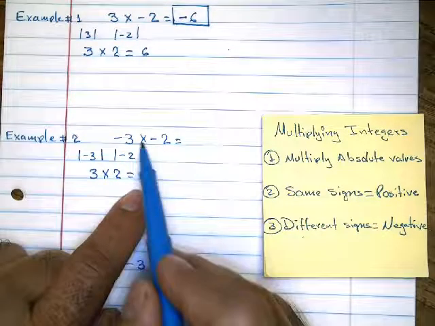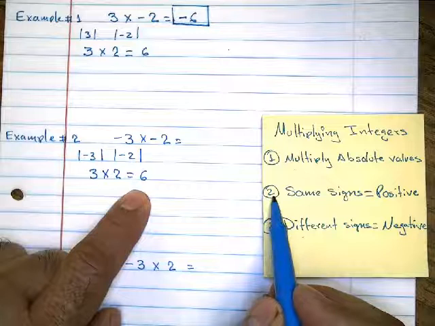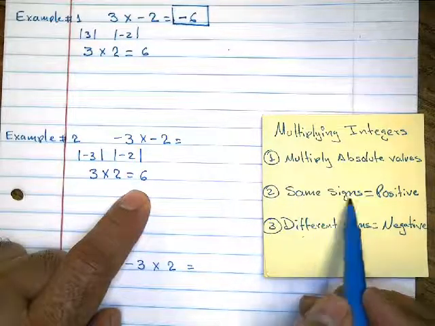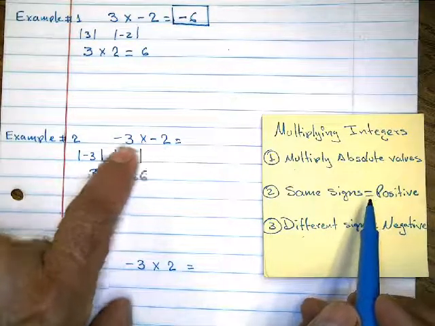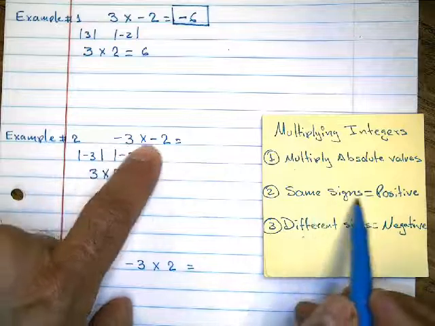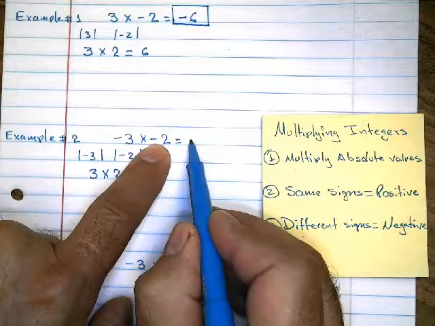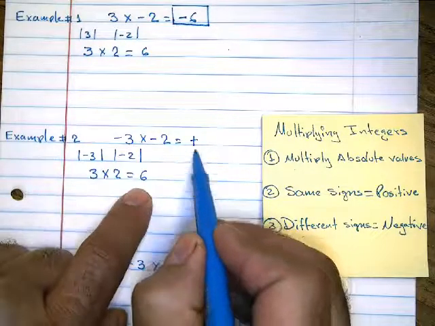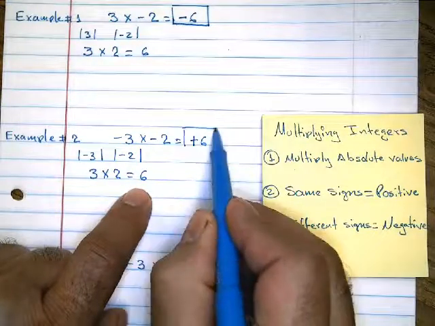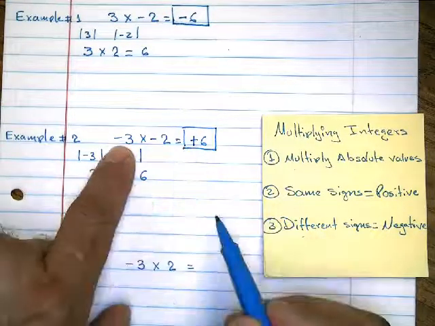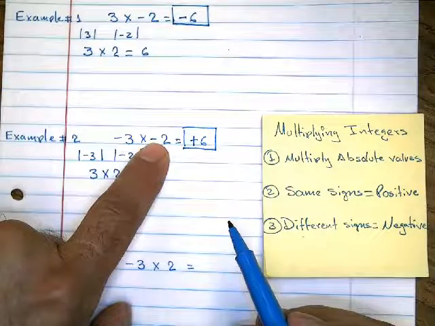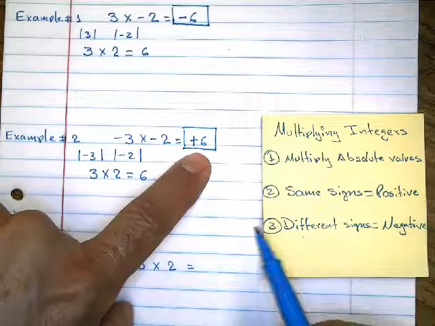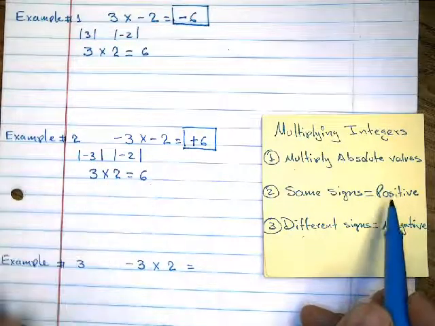Now, I'm looking at rule number 2. And rule number 2 says, if the numbers have the same sign, so you go back to the original numbers, if the numbers have the same sign, the answer will be positive. So here it is. My answer will be positive 6. Okay, so then a negative times a negative, the answer will be positive. They have the same sign, so the answer is positive.